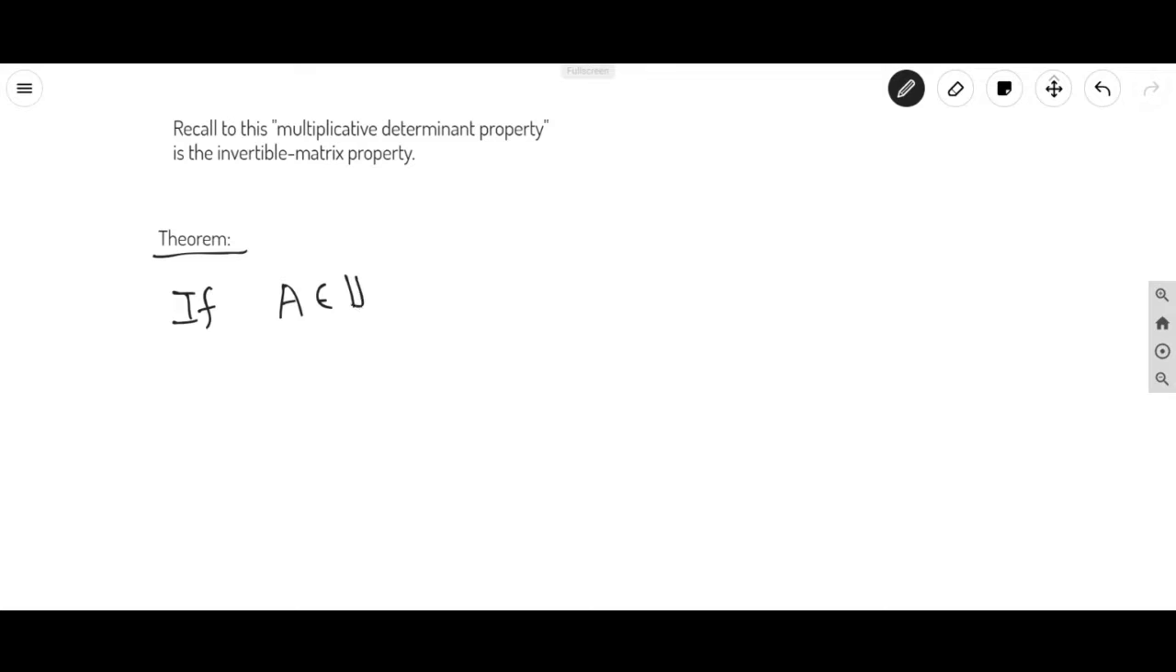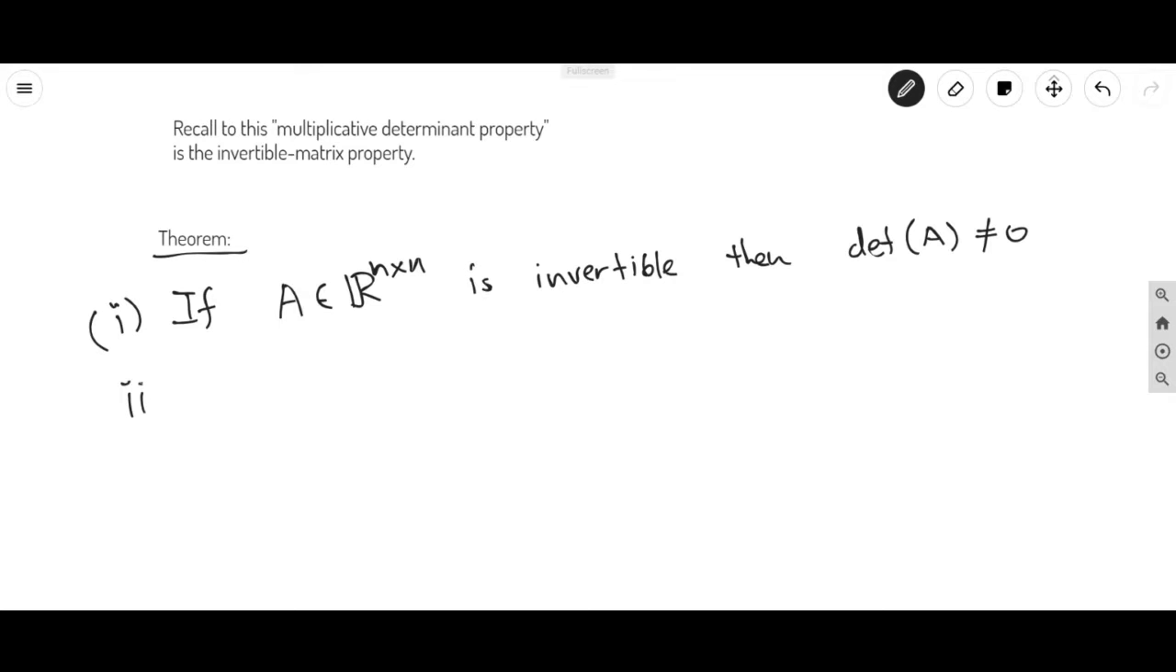So it says this. So if A is invertible, so invertible means the matrix has an inverse, then the determinant of the matrix is not zero. And it also works the other way around as well. The converse is also true. It says that if the determinant of the matrix is not zero, then A must be invertible.